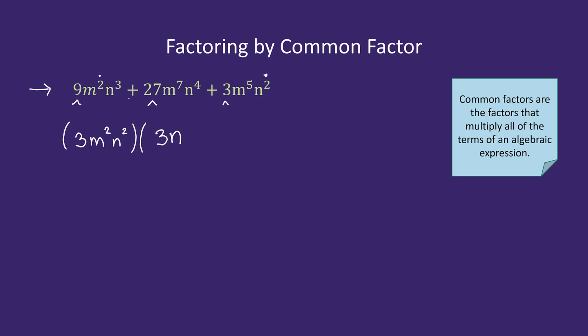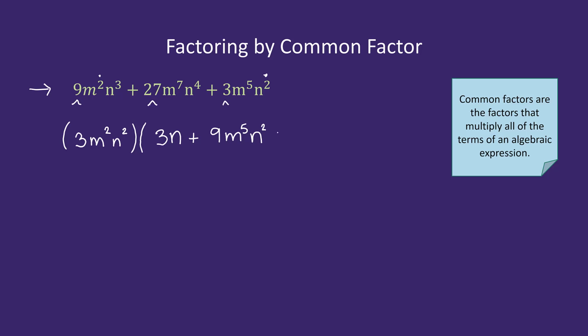Now let's check with the second term. 3 times what gives us 27? 9, so plus 9. 3 times 9, 27. M squared times what gives us m seventh power? M fifth power, because 2 plus 5 is 7. Now with the n, n second power times what gives us n fourth power? N second power, because 2 plus 2 is 4.